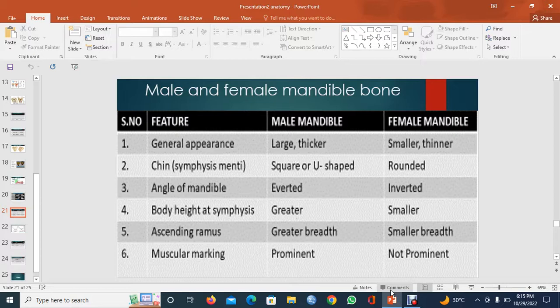We can see the general appearance is larger and thicker in male, and in case of female smaller and thinner. Chin, that is symphysis menti, square or U-shaped; in case of female it is rounded. Angle of mandible everted; in case of female it is inverted. Body height at the symphysis is greater, and in case of female it is smaller. Ascending ramus has greater breadth, in female it is smaller breadth, and muscular markings are prominent in case of males, whereas in case of females they are not prominent.